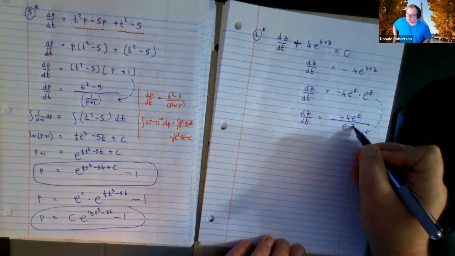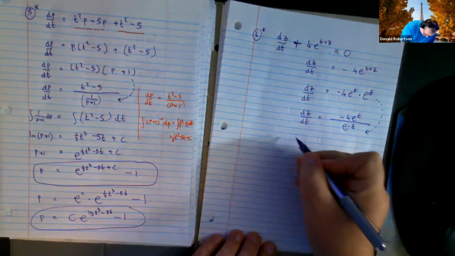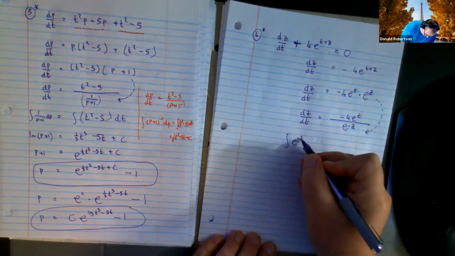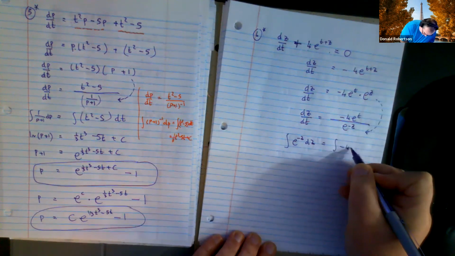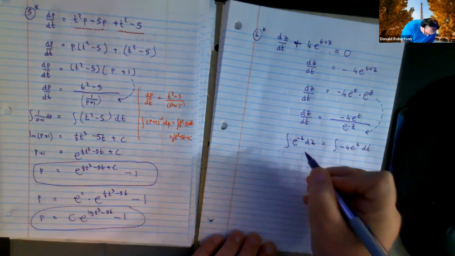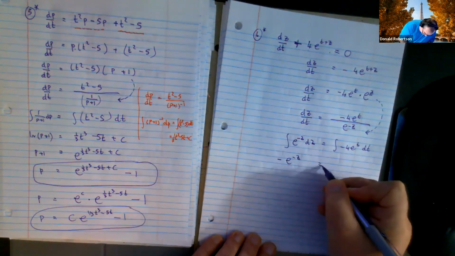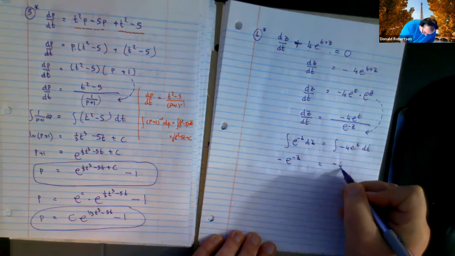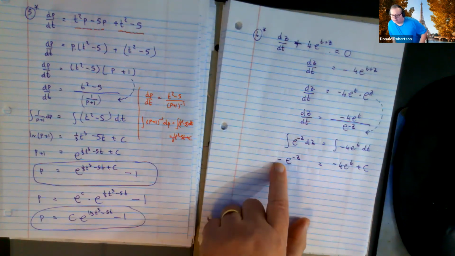Right, right. And we do the crossover. If you integrate this fellow, you get negative e to the negative z. If you integrate this guy, you get negative 4e to the t plus c. You all comfortable about where that weird negative appeared?